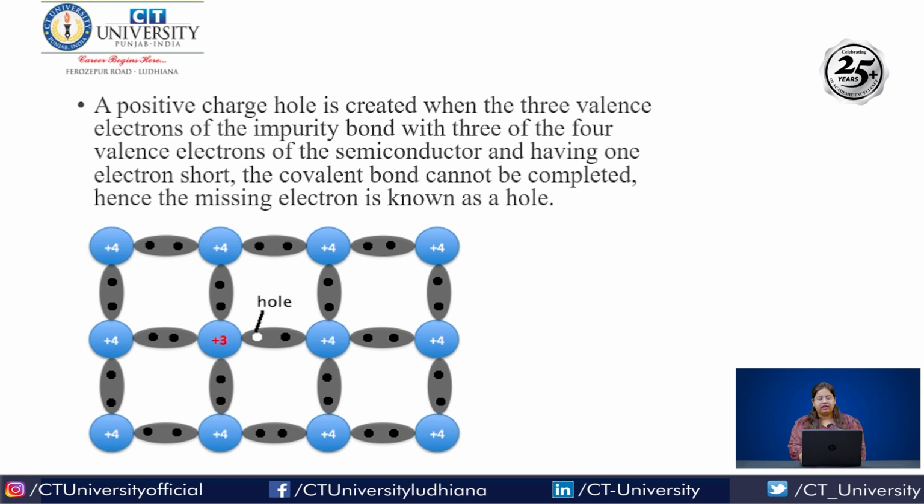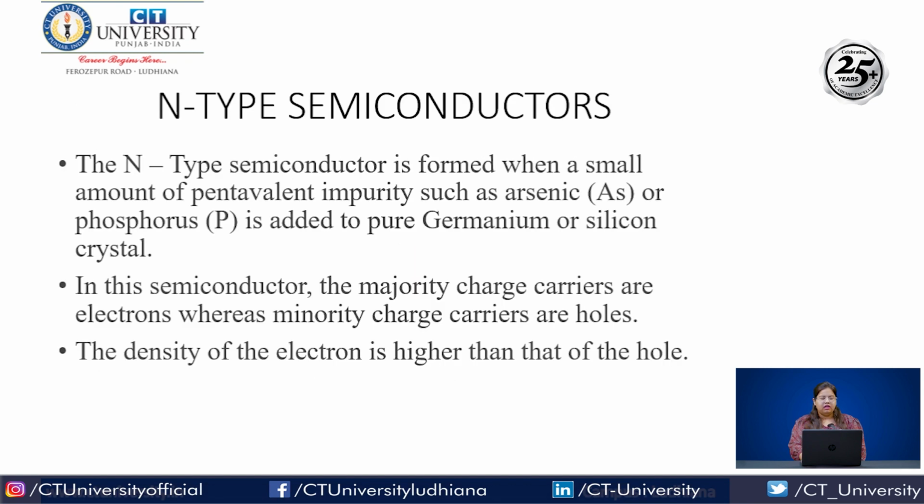The covalent bond cannot be completed, hence the missing electron is known as hole. Next one is n-type semiconductor. The n-type semiconductor is formed when a small amount of pentavalent impurity such as arsenic or phosphorus is added to a pure germanium or silicon crystal. In this semiconductor, the majority charge carriers are electrons, whereas minority charge carriers are holes. The density of electrons is higher than that of holes in n-type semiconductors.